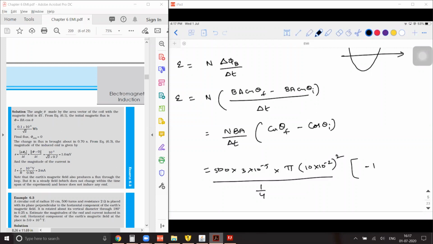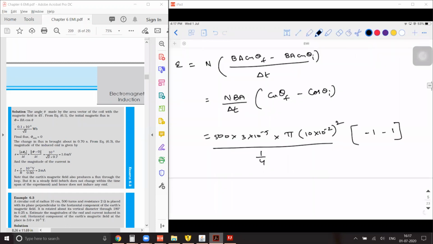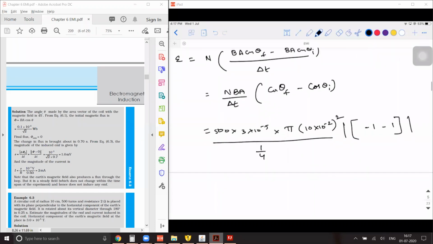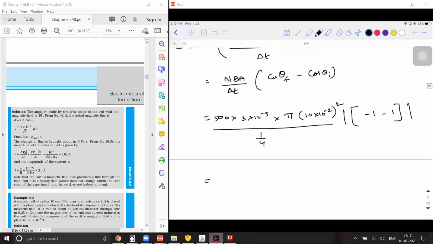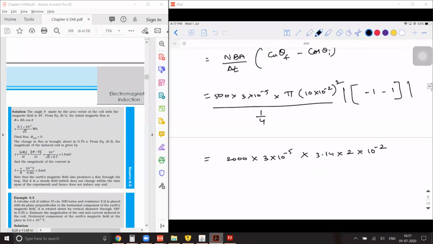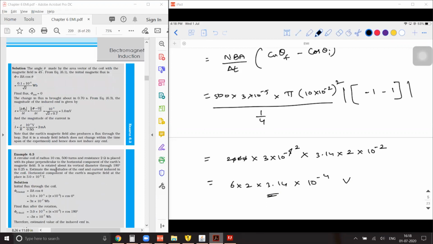If you take theta final as 180 degrees, then cos is minus 1, minus cos initial, which is 0 degrees, that is also minus 1. Since they are asking for the magnitude, take the modulus of it. So how much is this? 2000 into 3 into 10 power minus 5 into 3.14 into 2 into 10 power minus 2. So 6 into 2 into 3.14 into 10 power minus 4 volt. What is the final answer that came?